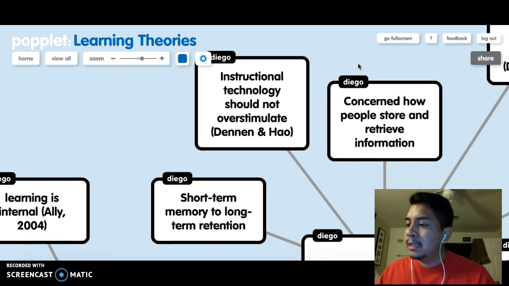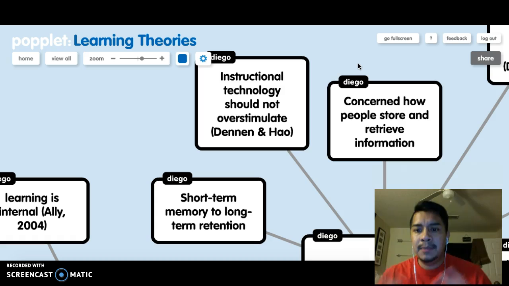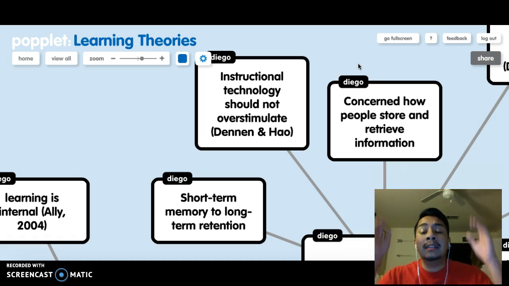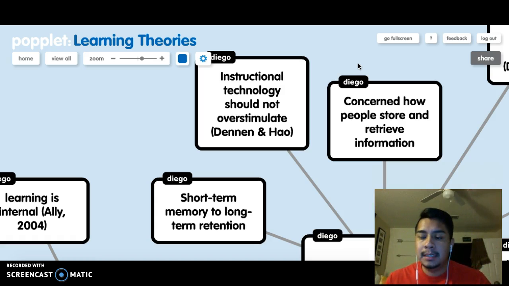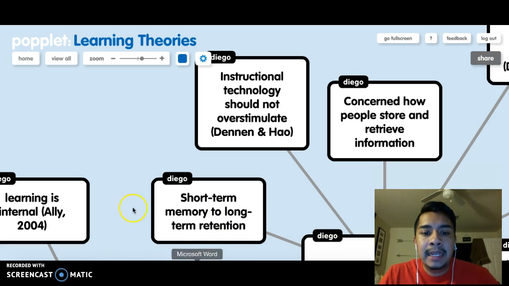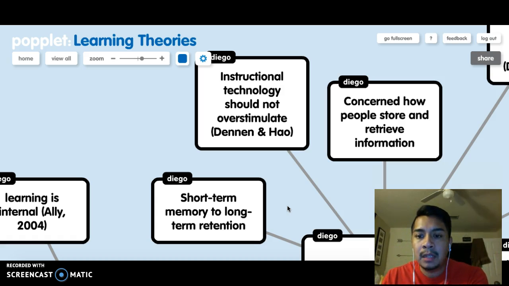So again, one of the things I got from this paradigm was that in order for it to be a true cognitivist learning app, it can't be overstimulating. It can't have all these pictures, all these words, all these things. It has to be really organized and really minimalist, which is right up my alley. And it also focuses on getting short-term memory into long-term memory and long-term retention.